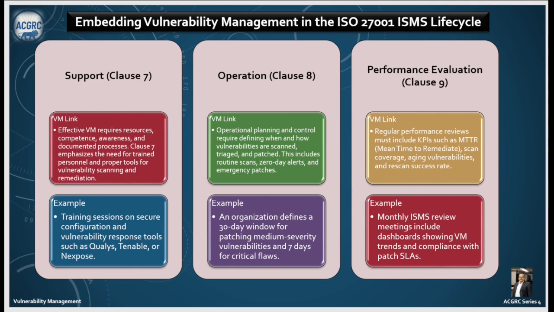What are the key elements of clause 9? Well, there are three primarily. First, monitoring, measurement, analysis and evaluation. Then internal audit and management review. Well, in simple language, it means track and evaluate how well your controls and processes are working.